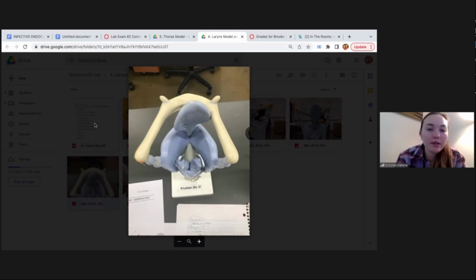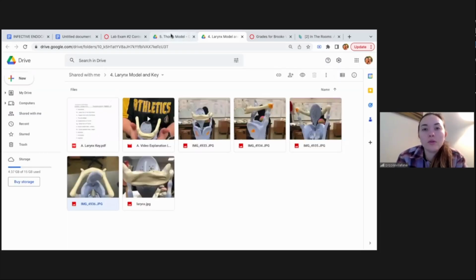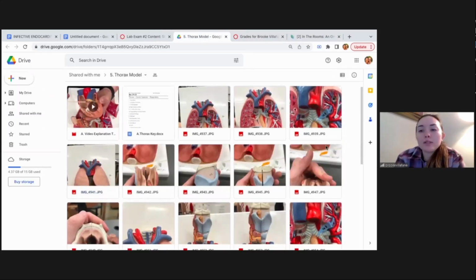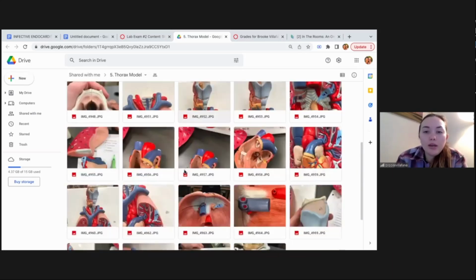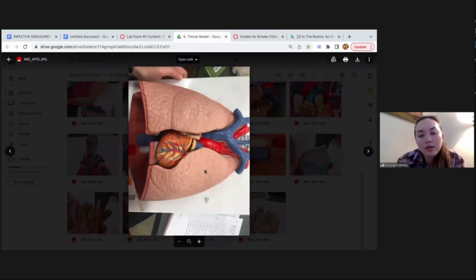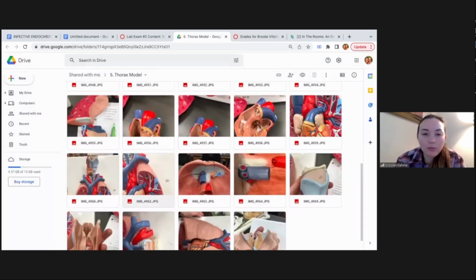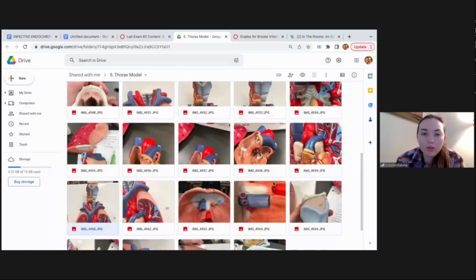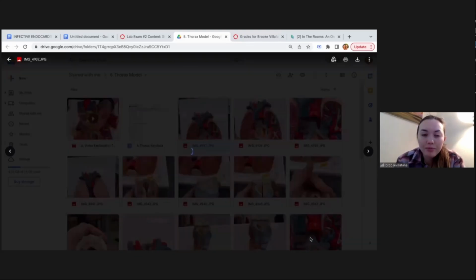Okay, so let's go to the next model. So this is your thorax model. If we look at it from the very outside of the model, it has our lungs and our heart. I don't think this will let me rotate this. So this has our lungs on either side and then our heart in the middle. So what we do is we take a look at the model like this, without the lung pieces and just the heart sitting in the middle. And then we also will look at it without the heart.